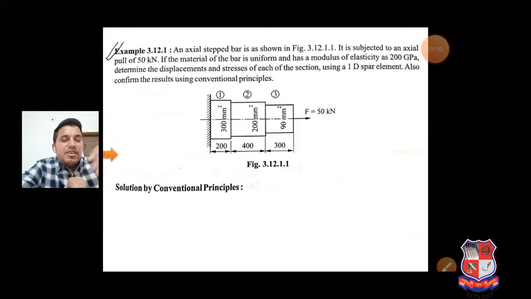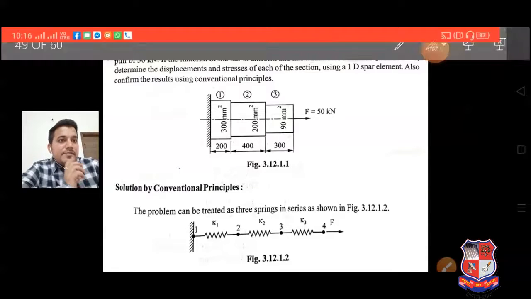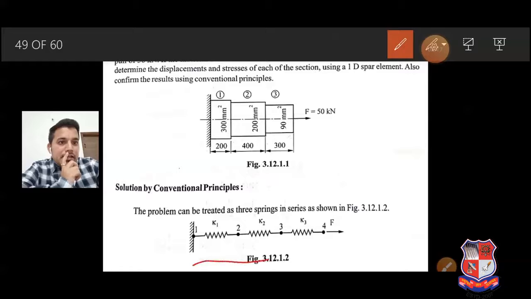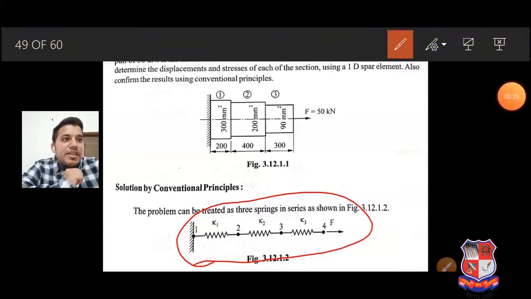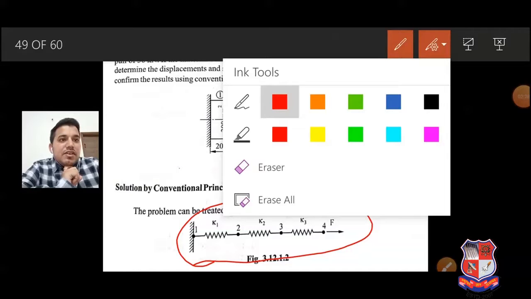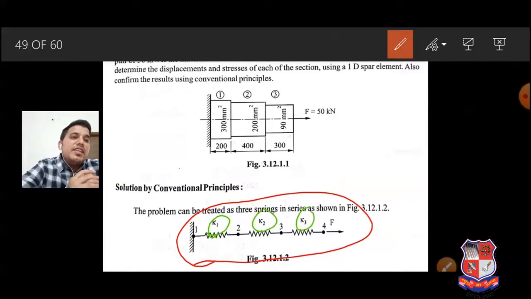Here one side is fixed, and this is the 1D bar element in the form of the conventional principle. So here in the conventional principle, have a look at this diagram. It is in the form of the spring formula. So this spring formula can be utilized for various purposes. And here you can observe that the stiffness is indicated in the same way as K1, K2 and K3, and F is there. So this is our standard element.